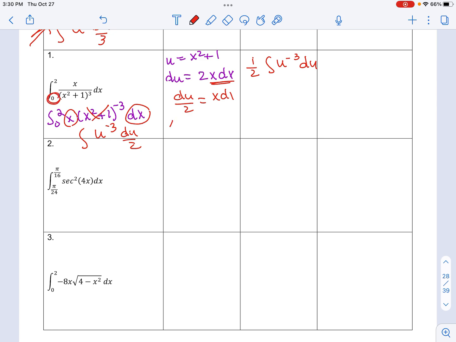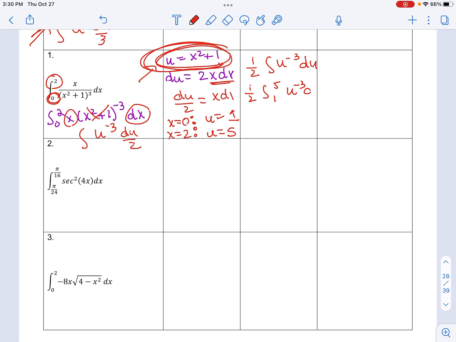The first lower bound was x is 0. When x is 0, I'm going to plug it in here to figure out the matching u. U is 1. And then the upper bound was x was 2. And then again, plug it in here. If I plug in 2, your u ends up being 5. So these are going to be my new bounds from 1 to 5 of u to the -3 du.